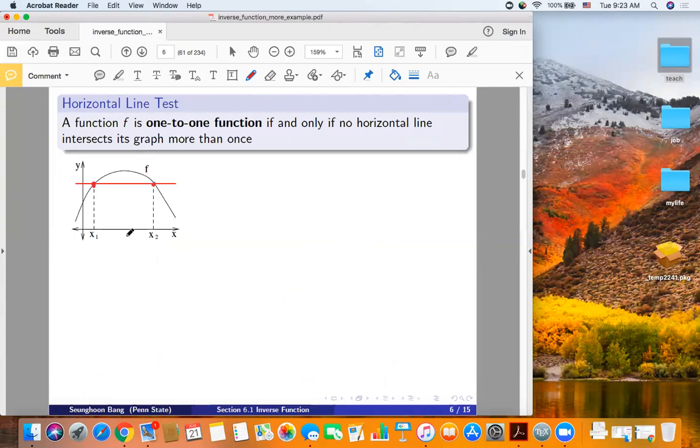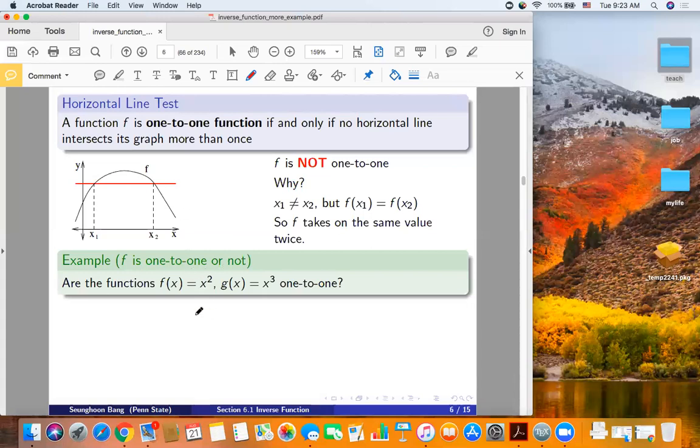This is not one-to-one because we can think about this value as y1. What happens? x1 is going to y1, and x2 is going to y1. So f takes on the same value twice, in this case not one-to-one. So we think about it: is f of x equals x squared one-to-one?